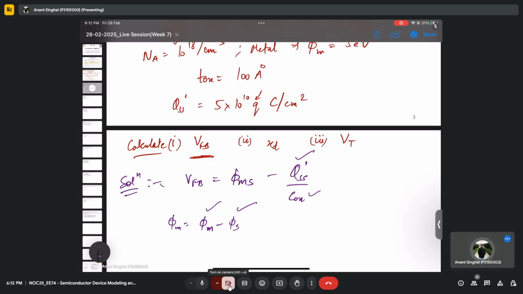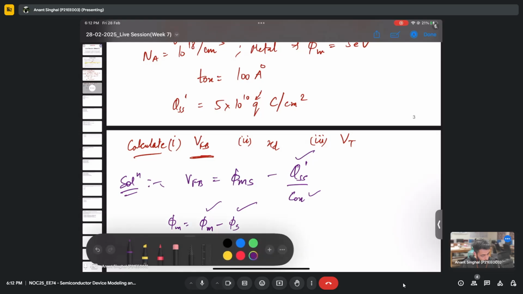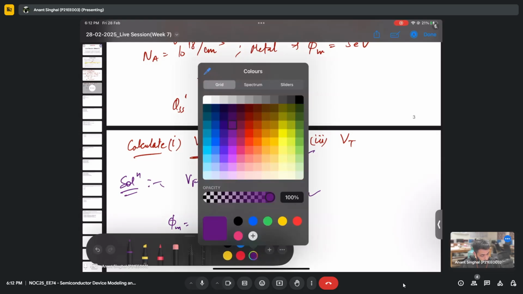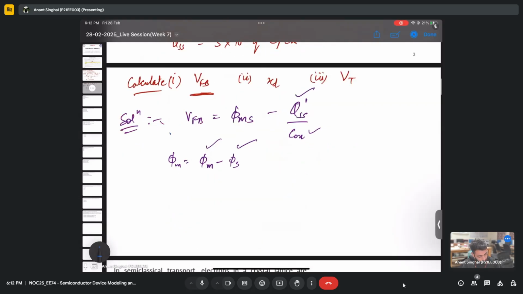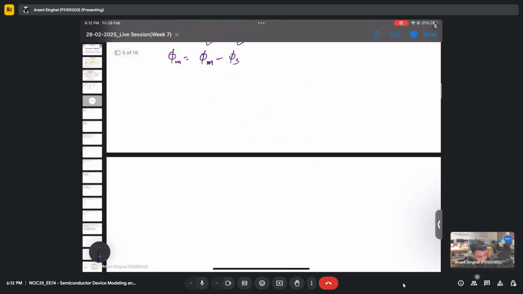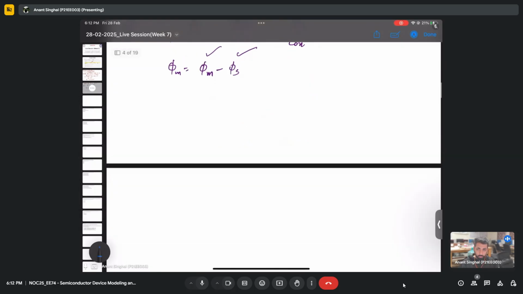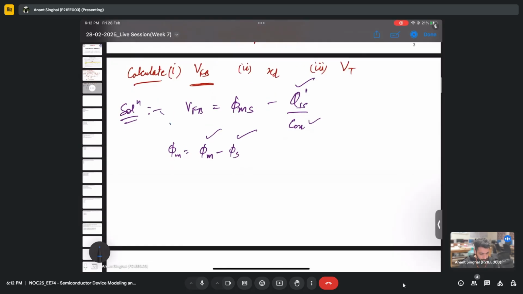Any solution yet for the phi s only? Any guesses how can we calculate phi s for this particular problem?